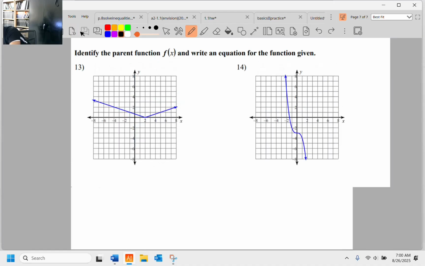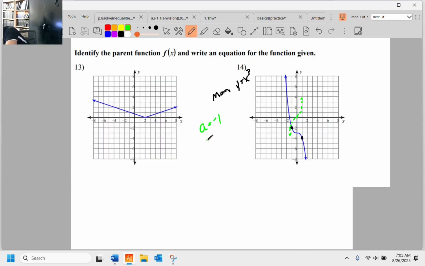So you only have to do number 12, which is absolute value. 13, 14, identify the parent function, write an equation for the given function. This one's actually pretty simple. You'll notice that the initial slope is just opposite. The parent is y equals x cubed, and y equals x cubed would look something like that. So I can tell you that a is -1, because instead of rising 1 running 1, we're falling 1 running 1. So that's kind of nice.